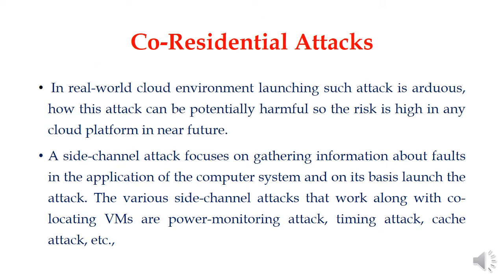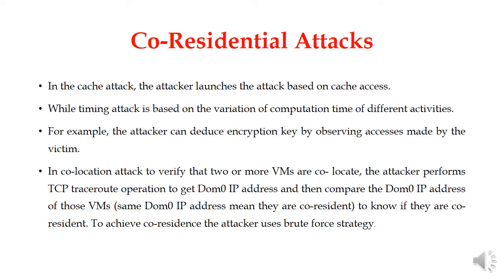The side channel attack focuses on gathering faults in the application of the system and, on that basis, launching the attack. The various side channels that work along with the system are the power monitoring attack, timing attack, and cache attack. In a cache attack, the attacker launches the attack based on the cache accesses. Timing attack is based on the variation of computation time of different activities. For example, the attacker can recover an encryption key by observing accesses made by the victim.